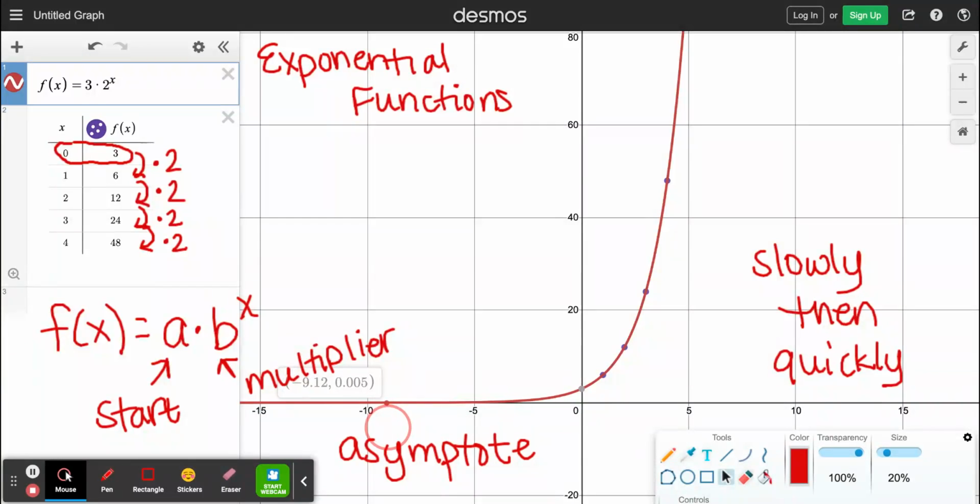And eventually Desmos might run out of decimal places, but it will never truly reach 0. It will always get infinitely closer. We can always put one more decimal place and get one more number closer to 0.